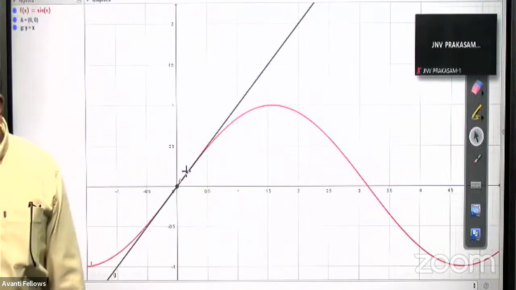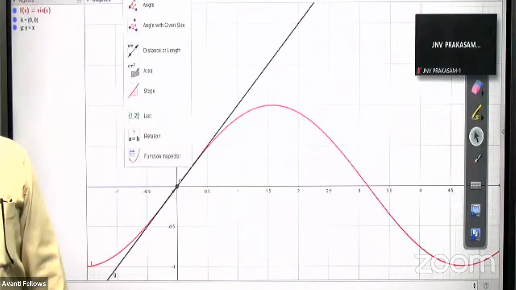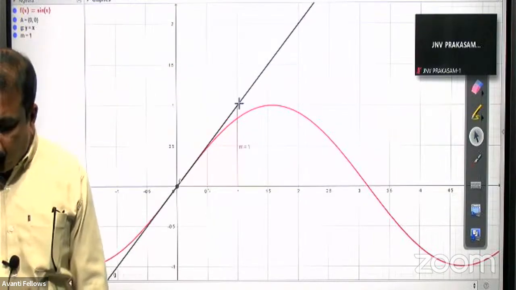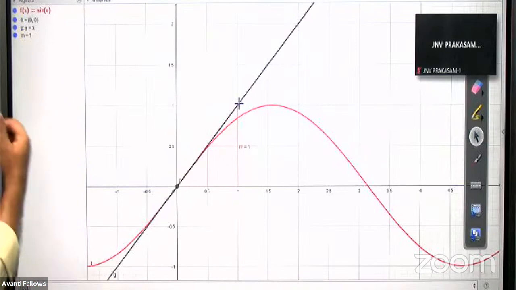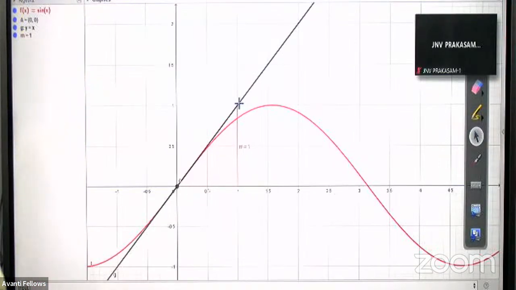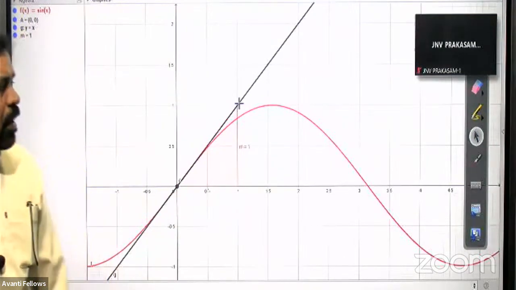Now the tangent has appeared there. Now let me calculate the slope of this tangent at this point 0. So what can you observe? On the graph it is very clear, the line is a very standard line, y equal x. So the slope of the line is already displayed here. It is 1 actually.